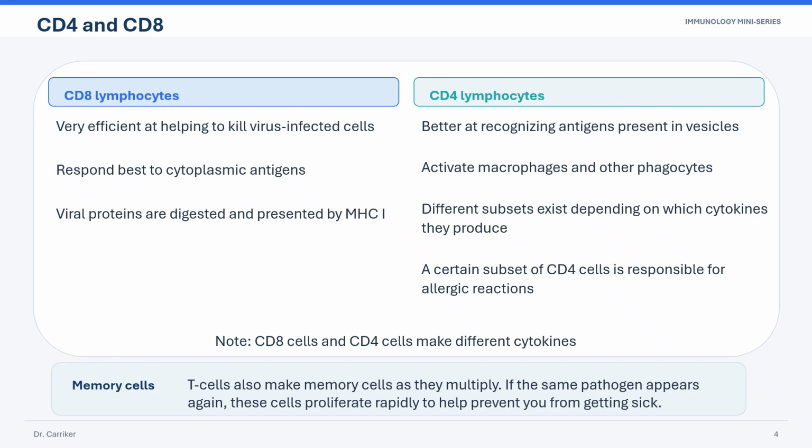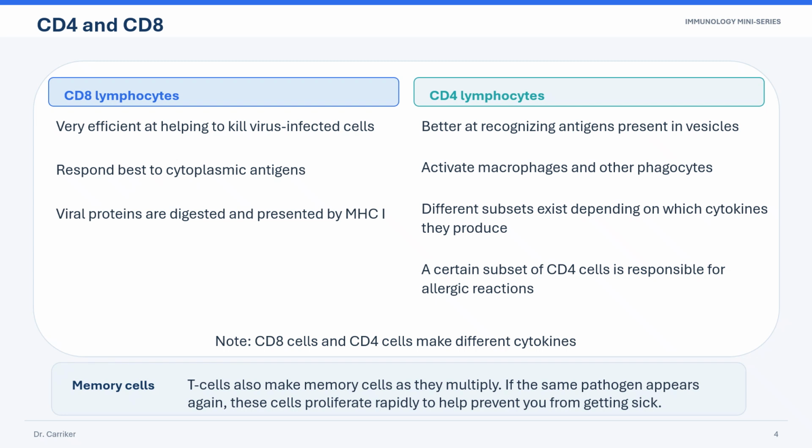Now, in contrast, CD4 cells. The CD4 lymphocytes are more involved with helping other immune cells, especially in situations where antigen is being handled in vesicles or it's presented in helper pathways. There are some specialized subsets of CD4 cells, and some of those are strongly involved in allergic reactions. But let's look at it from this perspective. CD4 lymphocytes activate macrophages and phagocytes to gobble up and clean up the area.